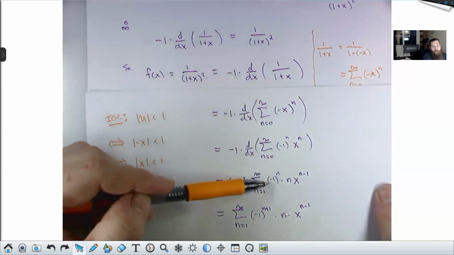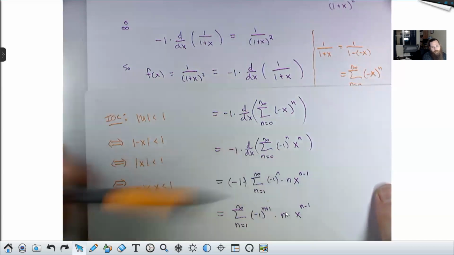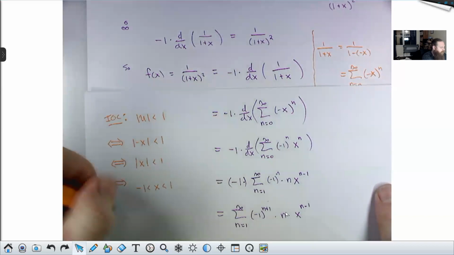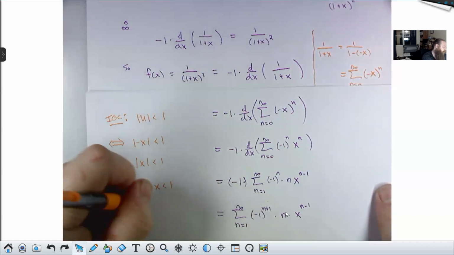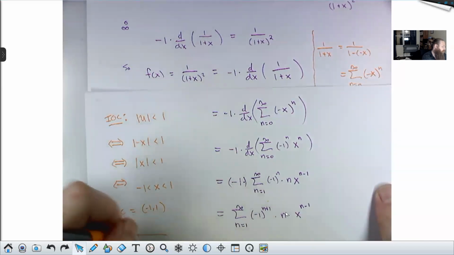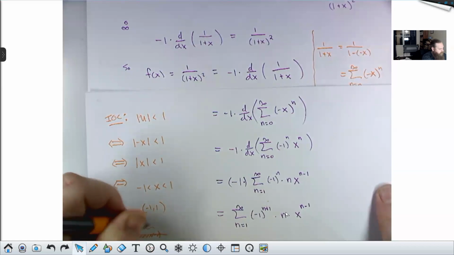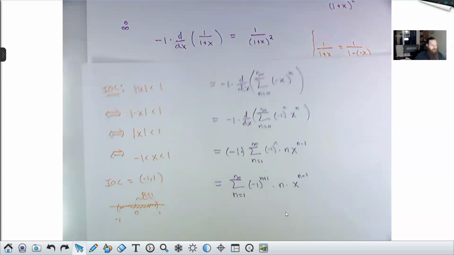And when we differentiate, remember, going from here to here, where I actually took the derivative of the series, at most we can lose endpoints. So my interval of convergence was the open interval negative 1 to 1. The series is centered at 0 again. The radius of convergence cannot change. So the radius of convergence for the finished series here is the same as for the series we started with.